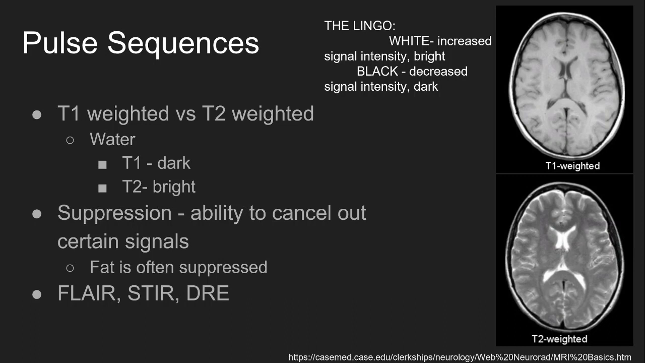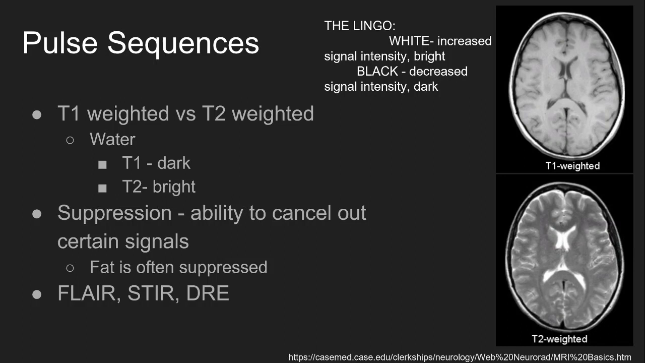An easy way to determine if a scan is T1 or T2 weighted is to look at a structure that contains water, such as CSF, either in the brain or spinal cord, or just look at the bladder. If the fluid is white, it is T2 weighted. Let's practice on the images on this slide. Here we see an axial slice of brain. In the first image, on top, the CSF inside the ventricles is dark or has decreased signal intensity. This means it is T1 weighted. In the second image, the fluid inside the ventricles is bright or has increased signal intensity. This means that it is T2 weighted.